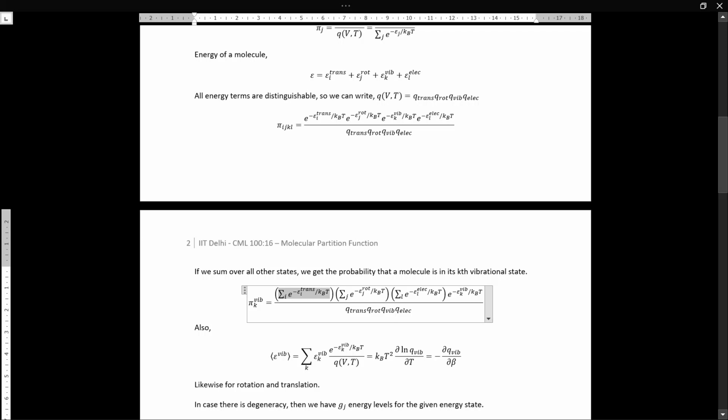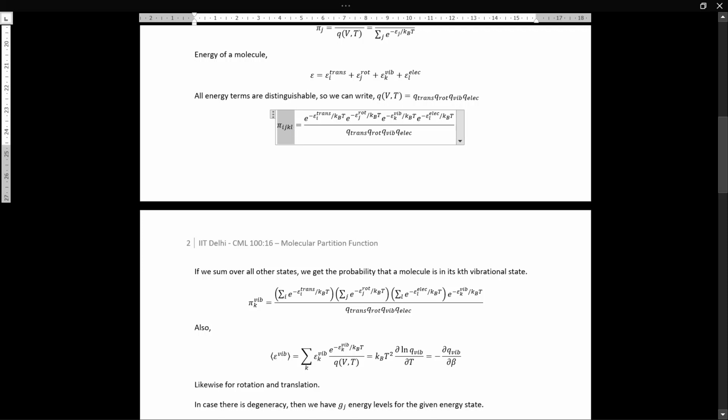In fact, the first three terms of the numerator divided by the first three terms, the first, second and fourth terms of the denominator, all go to 1. What remains is just e to the power minus epsilon k vibrational by kT divided by Q vibrational, and that is the probability of being in the vibrational state. So I could write this pi ijkl as pi i translational multiplied by pi j rotational multiplied by pi k vibrational multiplied by pi l electronic, right?